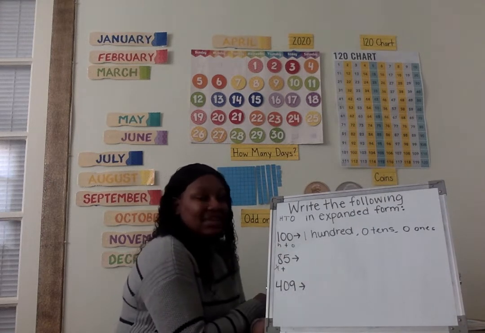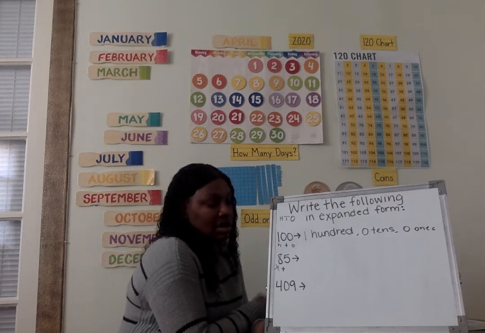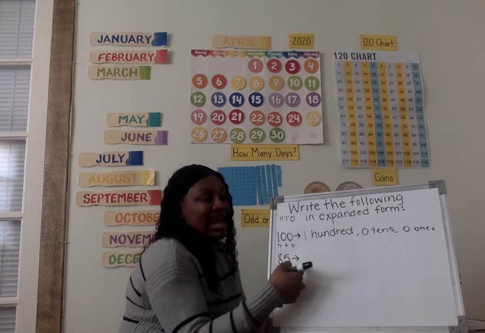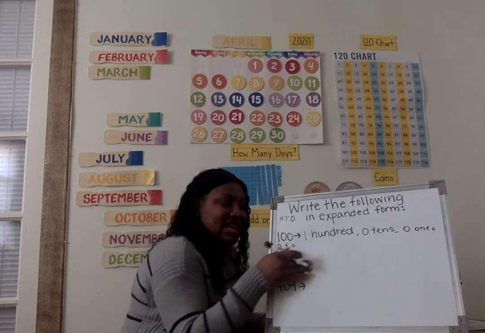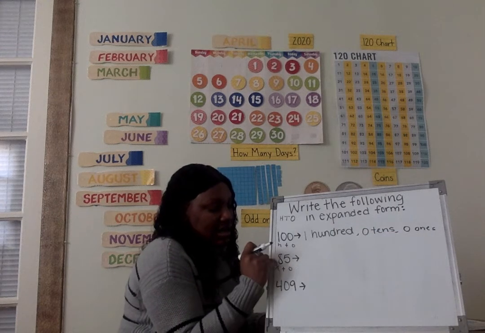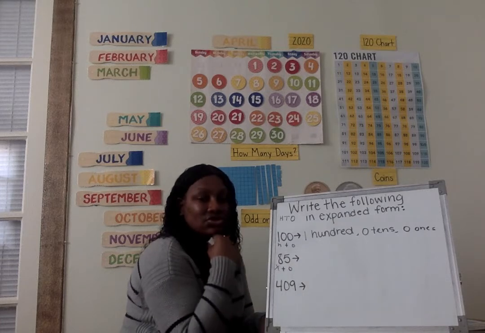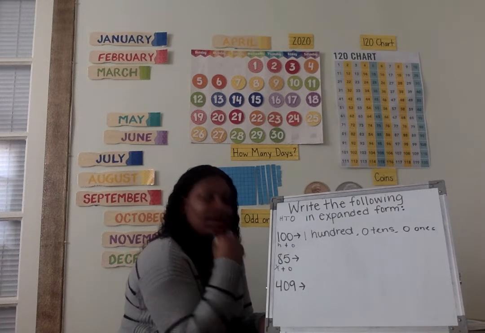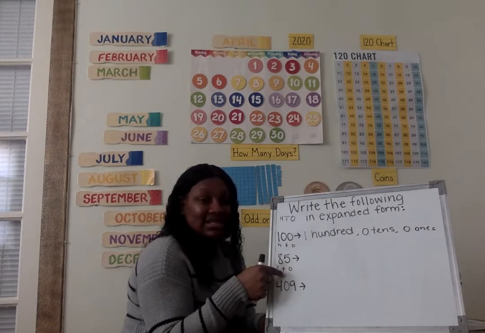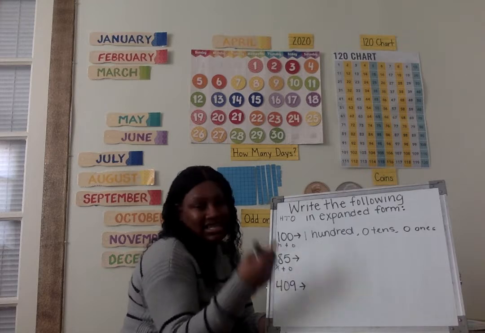And in the number 85, how many ones are there? That's right, there are 5 ones in the number 85. Now I'm ready to write the number 85 in expanded form. Let's see. So there's no hundreds, so I don't need to write hundreds. But how many tens do we have in this number? That's right. You looked where we wrote a T because the T represents the tens place, and you see there's an 8 in the tens place, so there's 8 tens in this number.